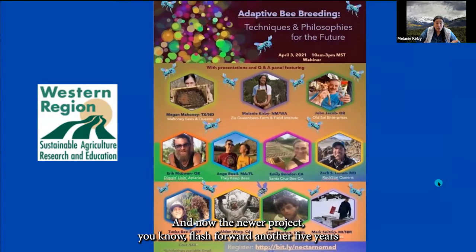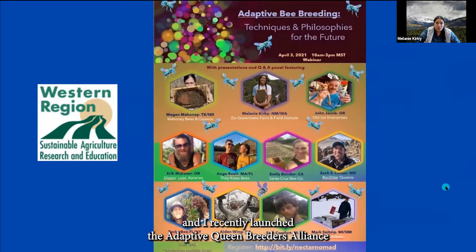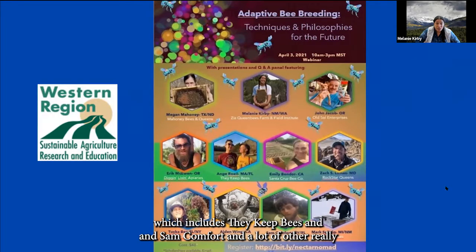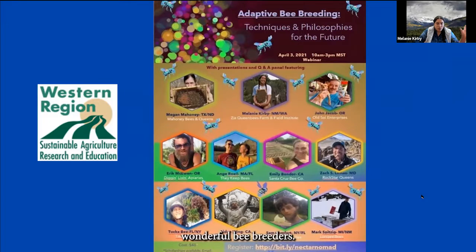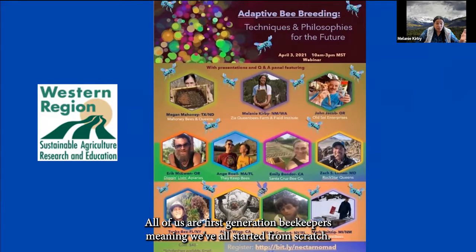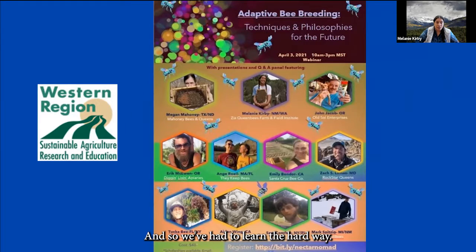And now the newer project, flash forward another 5 years, and I recently launched the Adaptive Bee Breeders Alliance, which includes That They Keep Bees, and Sam, Comfort, and a lot of other really wonderful bee breeders. All of us are first generation beekeepers, meaning we've all started from scratch. And so we've had to learn the hard way.